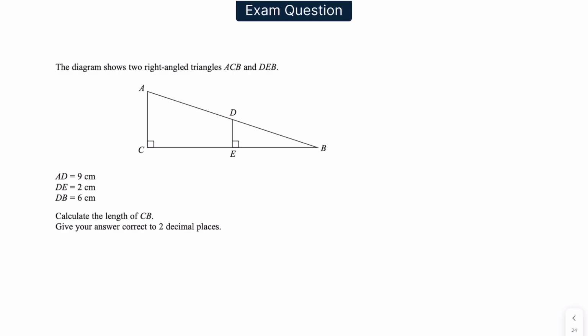So here's a second exam question for you to have a go at. Press pause and have a go. When you're ready, press play for the answers. So I say press play for the answers. I'm going to go through this as well because it's an exam question.